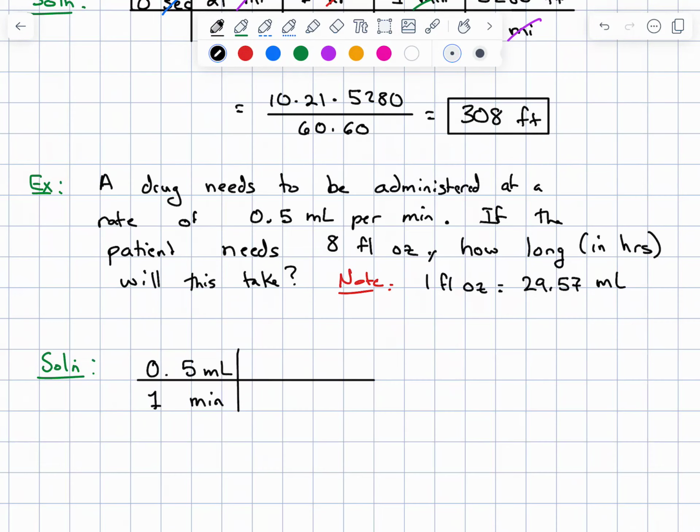All right. So I look at this and I say, well, I don't need milliliters. I need fluid ounces. So I need to convert the milliliters to fluid ounces. And I know that there are 29.57 milliliters for every 1 FLOZ. That cancels the milliliters.